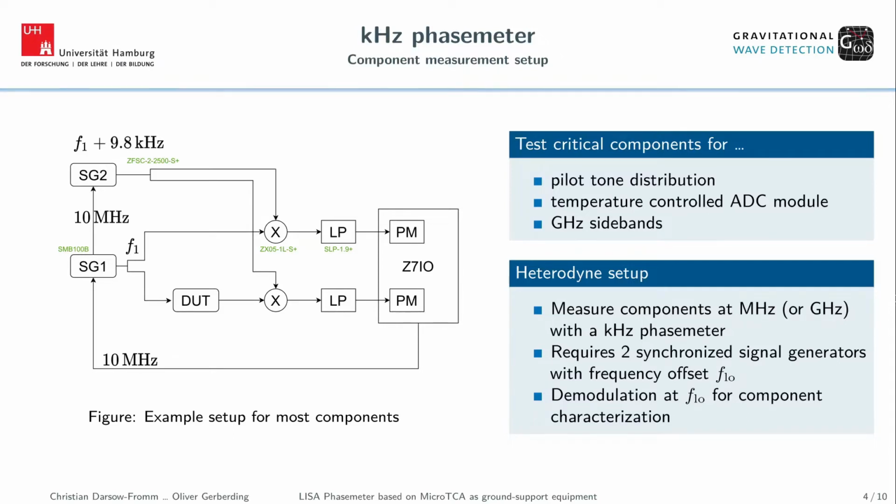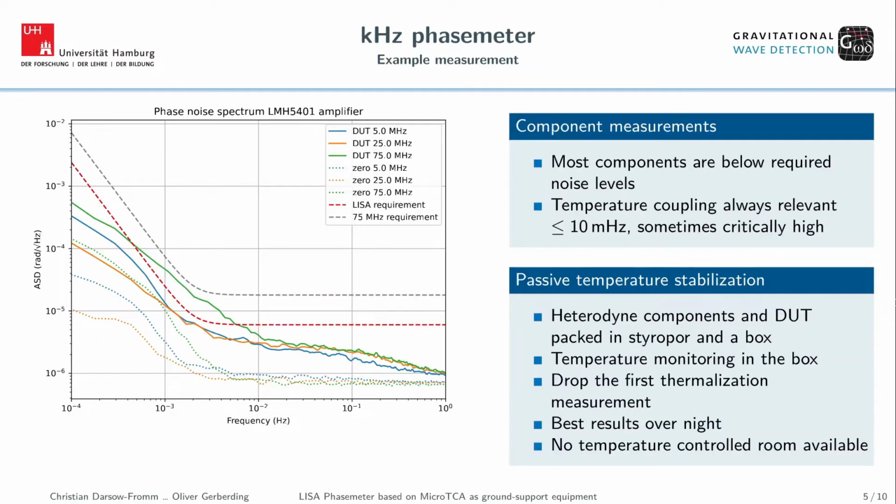data acquisition. Here you can see an example measurement. So the dotted lines are 0 measurements of 5 to 75 megahertz. And those are one of the components. So this one is an amplifier, which I've measured here. And you see all curves are well below the LISA 1 picometer requirement.